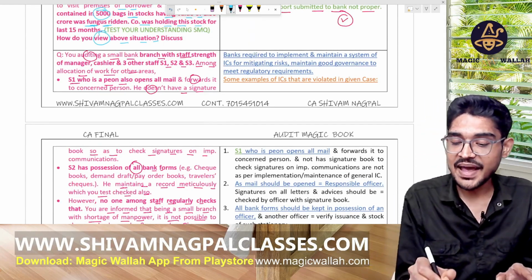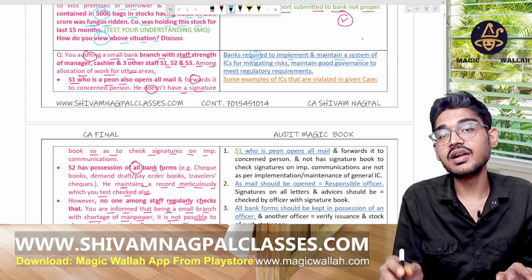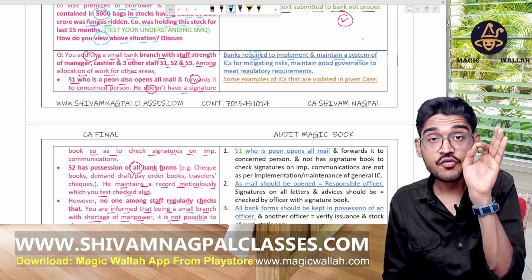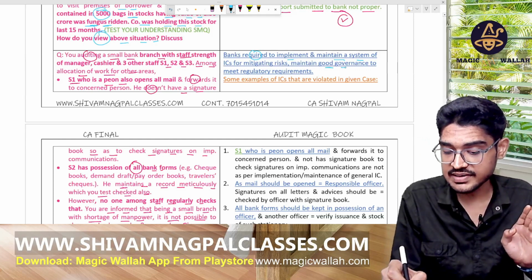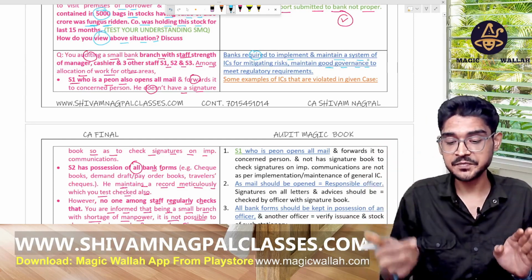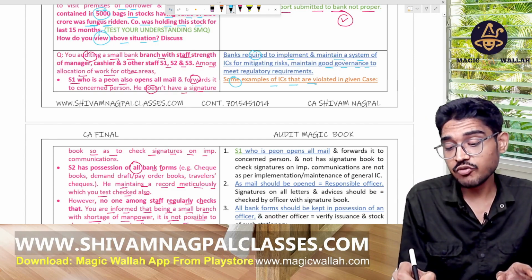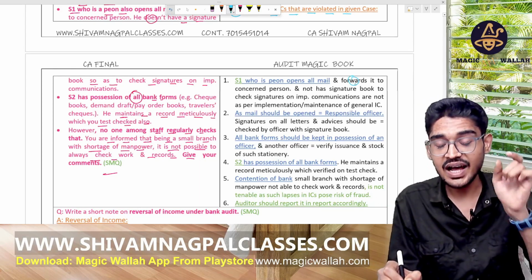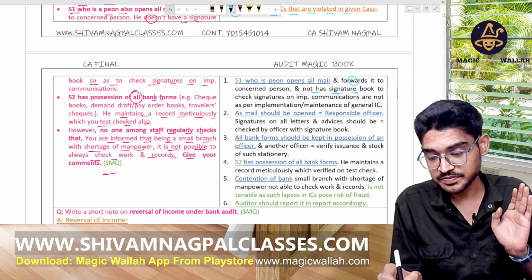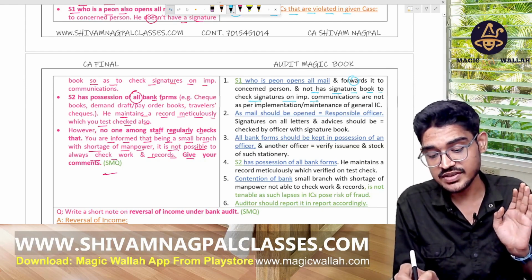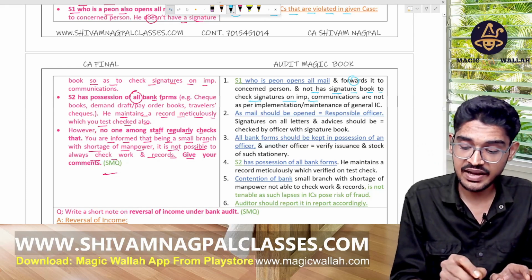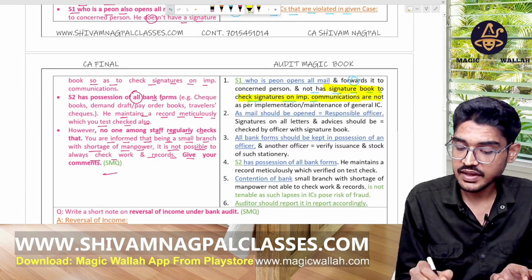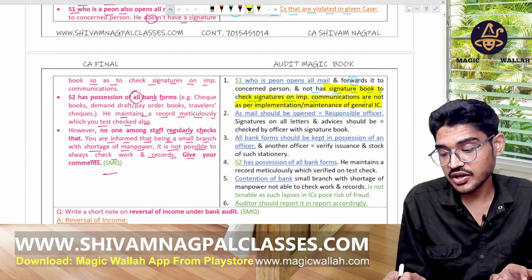Okay. So the bank is required to implement and maintain a proper system of internal control, which we have read in lecture number 1, at the start of this chapter. Banks have to maintain a proper internal control system for mitigating risk, maintaining a good governance level and meeting regulatory requirements. Some examples are bulleted here. S1, who is a peon, is opening all the mails and forwarding them to the concerned person. He does not have a signature book to check the signature on important communications. This is not as per the implementation and maintenance of internal control.